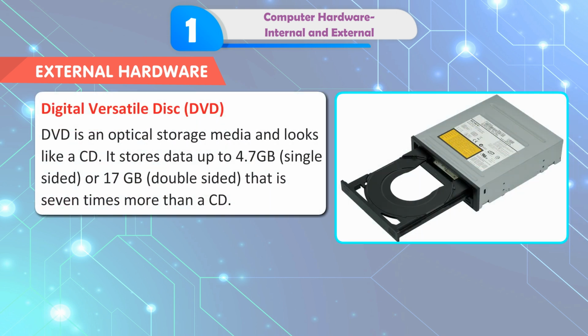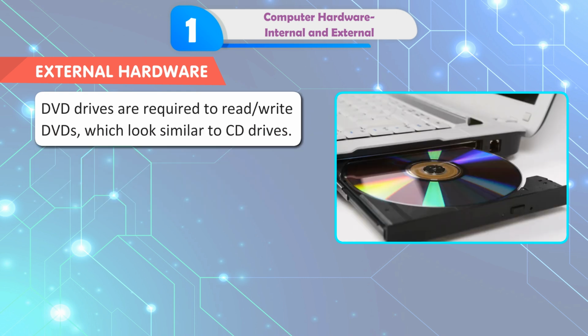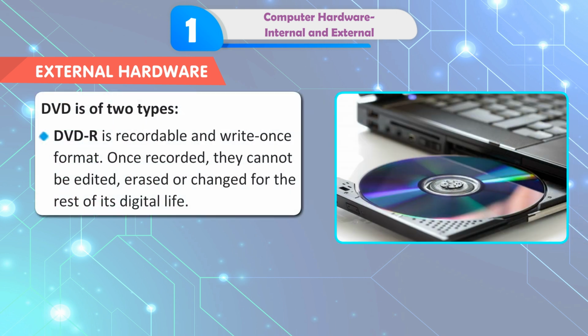Digital Versatile Disc (DVD). A DVD is an optical storage medium and looks like a CD. It stores data up to 4.7 GB single-sided or 17 GB double-sided, that is 7 times more than a CD. DVD drives are required to read and write DVDs, which look similar to CD drives. DVD is of two types.